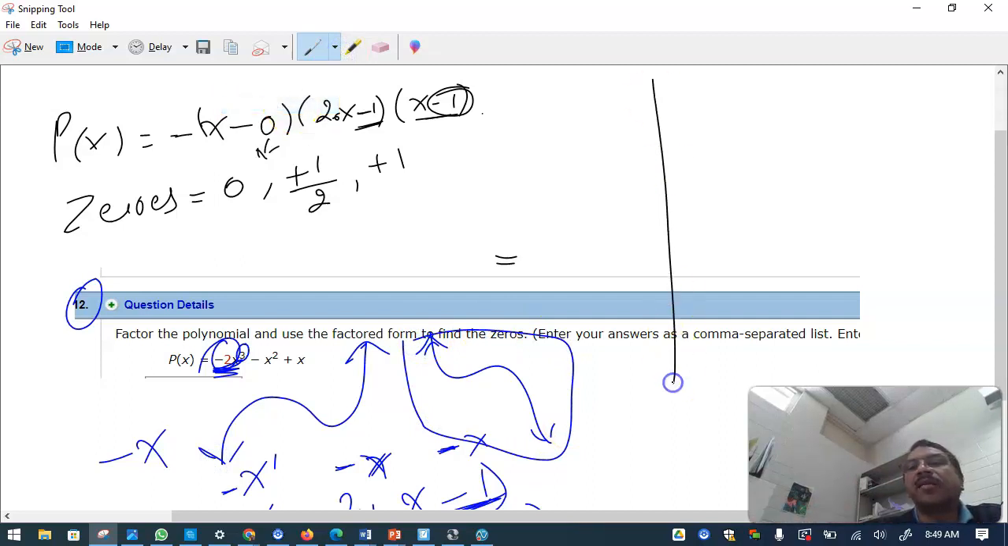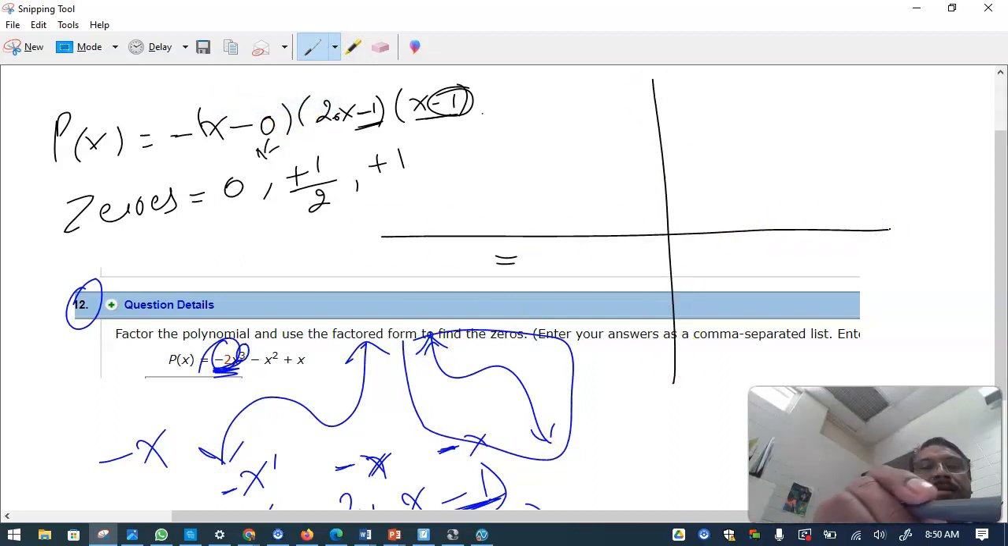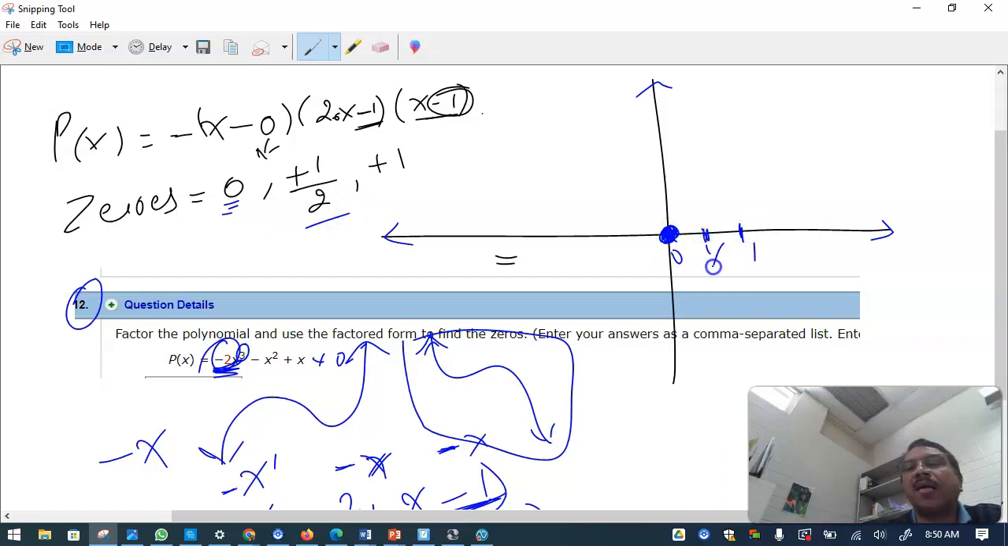So let me draw the x-axis and the y-axis. And remember, the 0, this one, there is no constant, so it is like plus 0. There is no number, so the 0 and the x-intercept are the same, so that's 0. Then there is half, so this is 1, and this is half.